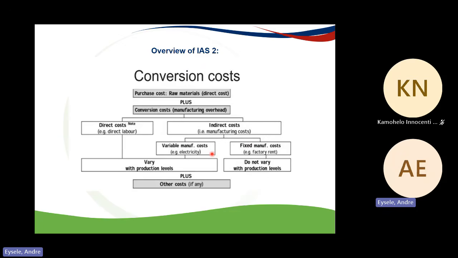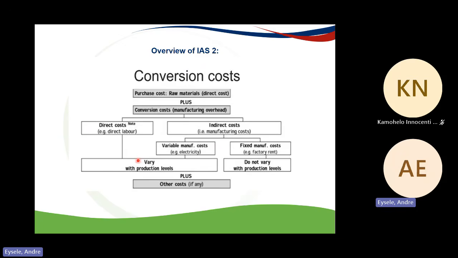So variable manufacturing cost, your electricity for the specific machine. Remember, if production stops, your variable manufacturing cost will also stop. So if there's a load shedding or whatever, that electricity cost cannot be allocated because it will stop, and it will vary with production levels. This appears the same for the wages for the people working at the conveyor belts.